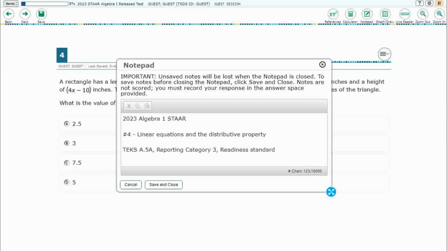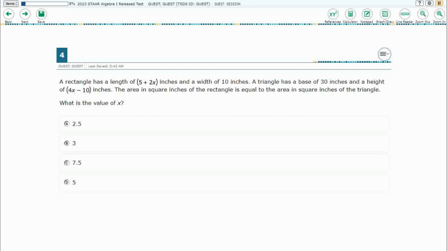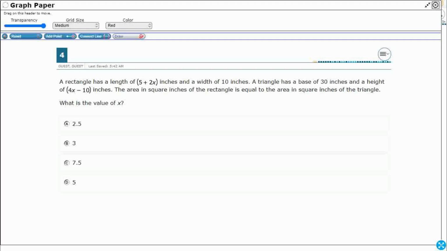So for problem number 4, we are working on linear equations and the distributive property. This is TEKS 8.5a, reporting category 3, and this is a readiness standard. Now the most difficult thing with this problem is trying to figure out what they're asking you to do. So let's take a look here. We have a rectangle with a length of 5 plus 2x inches and a width of 10.